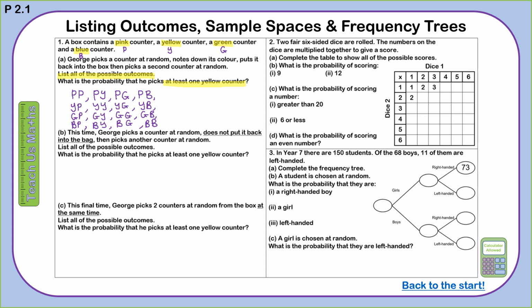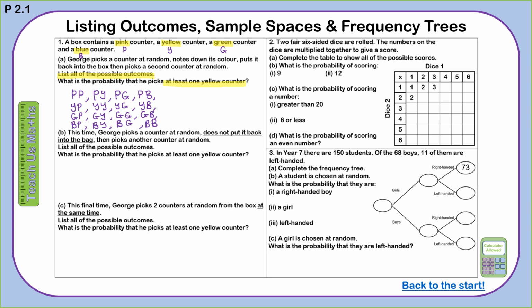Let's take a moment to look how the outcomes that I've listed here are systematically organised. Each row starts with the same colour, so the first row starts with pink, second row starts with yellow, and so on. And each column ends with the same colour, so the first column ends in P, pink, second column ends in Y, yellow, and so on. A systematic approach like this means that you are less likely to miss out combinations.